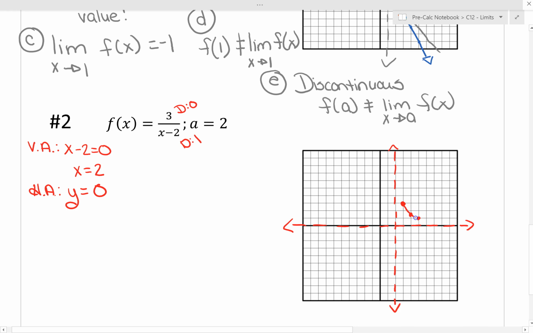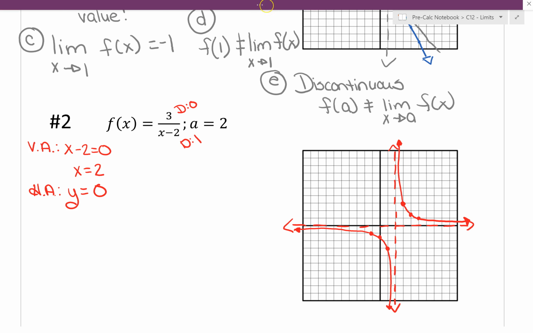So it looks like it's going to go here, get close but not touch. So we'll go backwards. If we plug in a 1, we would get a -3. Plug in 0, we would get -1/2. Plug in -1, we get a -1. So it looks like it's going to swoop here and here. So there is our rational graph.